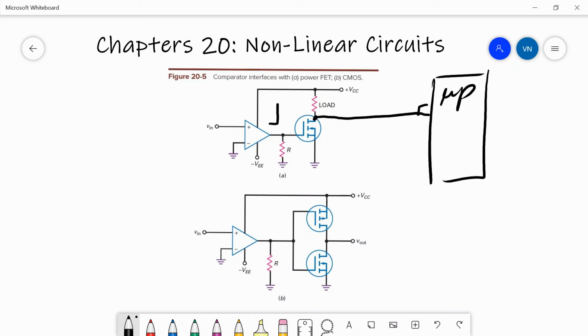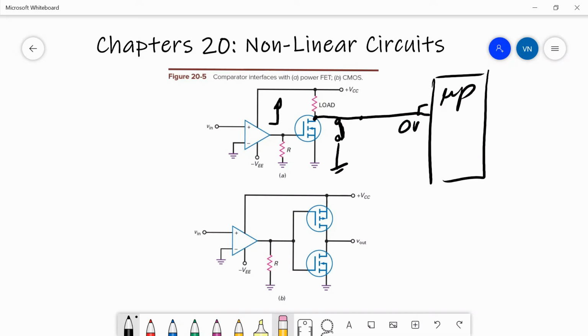When the output of the op-amp is high, it turns this transistor on like a switch. This is a field effect transistor, but basically we're going to use it as an on-off transistor. So if I turn it on, it pulls this point to ground, which is 0 volts, and the microprocessor is just fine with the 0 volts.